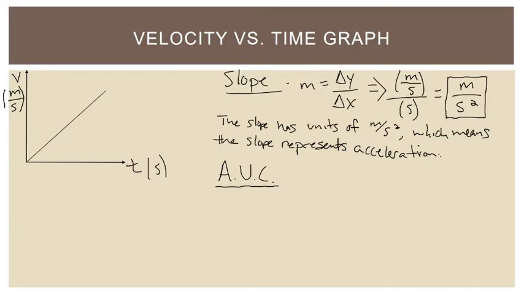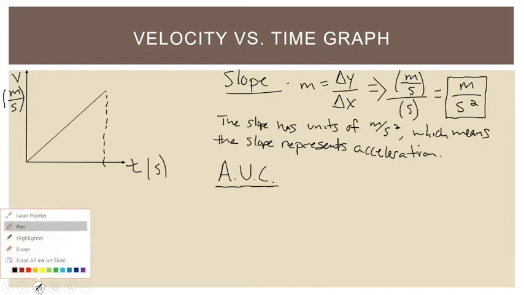Now, since acceleration has no scalar counterpart here, the slope just represents the acceleration. If it was a speed versus time graph, the slope would represent the magnitude of the acceleration. Okay. Now for the area under the curve, same thing here. Notice if we draw this dotted line, the area under the curve there is clearly a triangle.